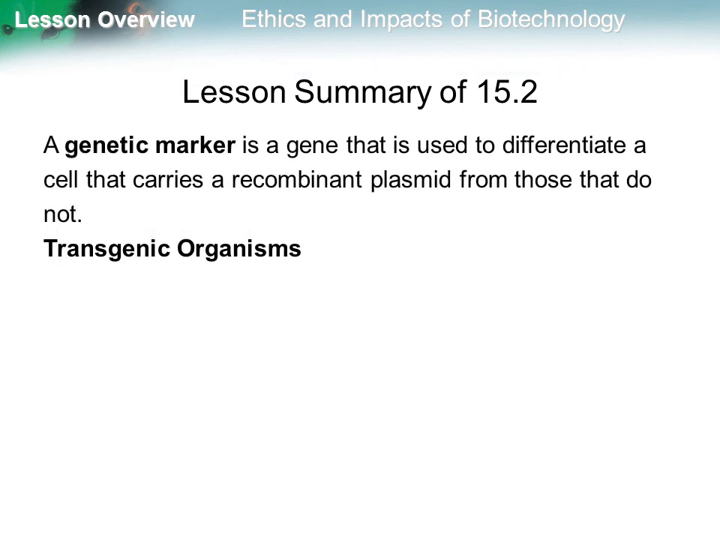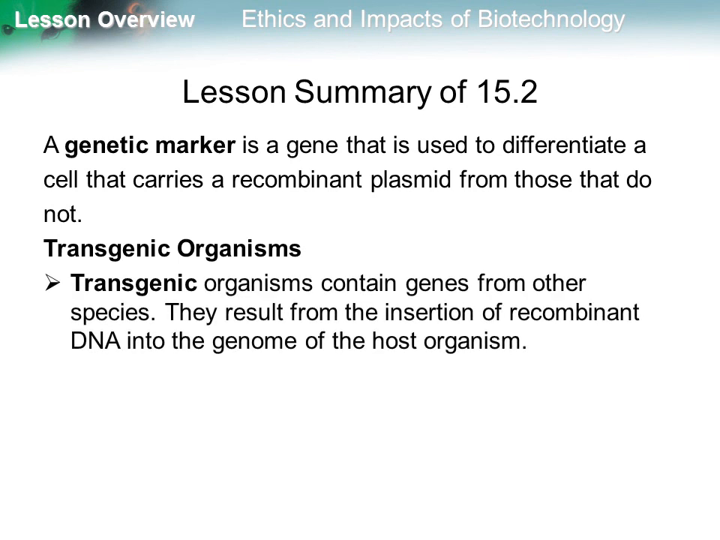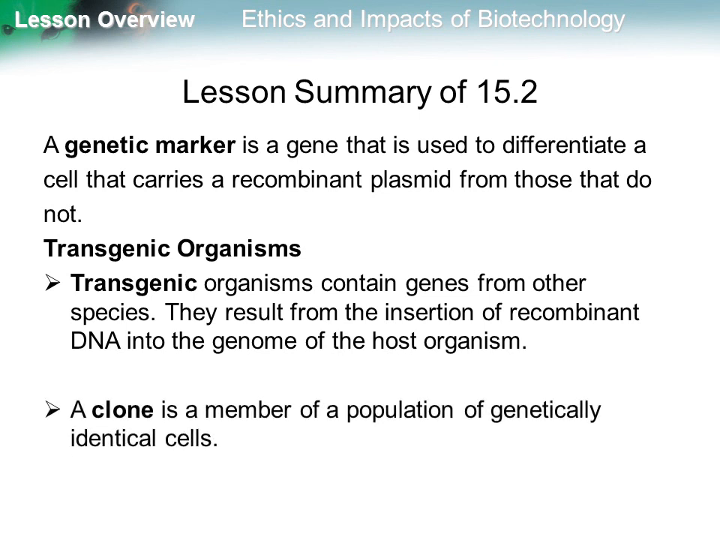A genetic marker is a gene that is used to differentiate a cell that carries a recombinant plasmid from those that do not. Let's see what transgenic organisms are. Transgenic organisms contain genes from other species. They result from the insertion of recombinant DNA into the genome of the host organism. A clone is a member of a population of genetically identical cells.